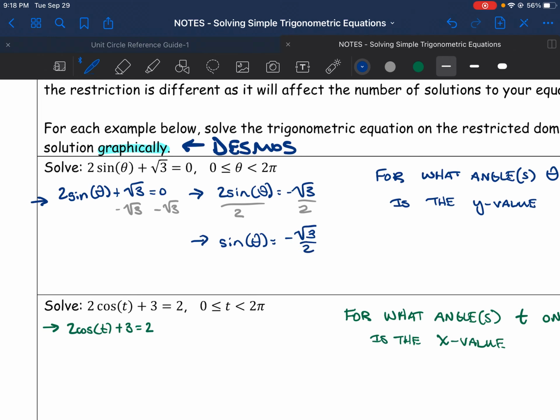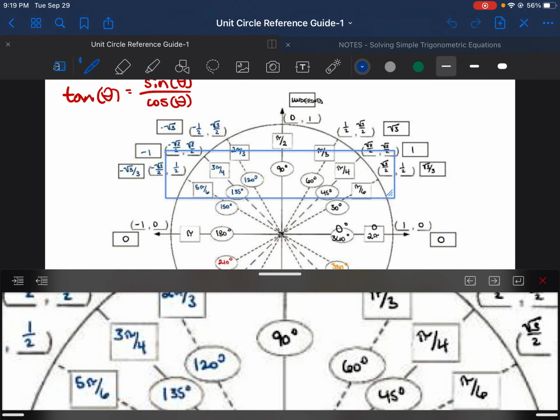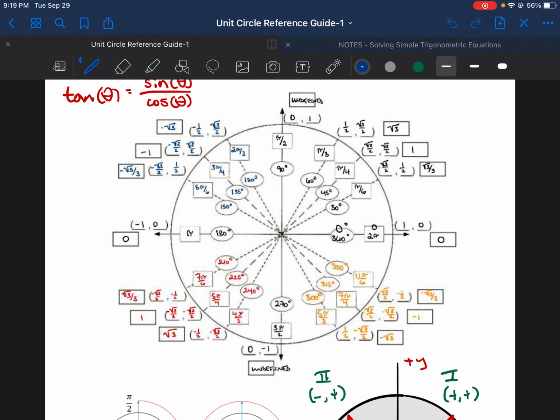Again, we're trying to get theta by itself, so we know we can get rid of sine by taking the inverse sine of both sides. So theta will equal the inverse sine of negative square root of 3 over 2. What this is really asking us is: what angle or angles on our restricted domain 0 to 2 pi has a y value, since we're dealing with sine, of negative square root of 3 over 2? So let's turn to our unit circle and look for y values of negative square root of 3 over 2.